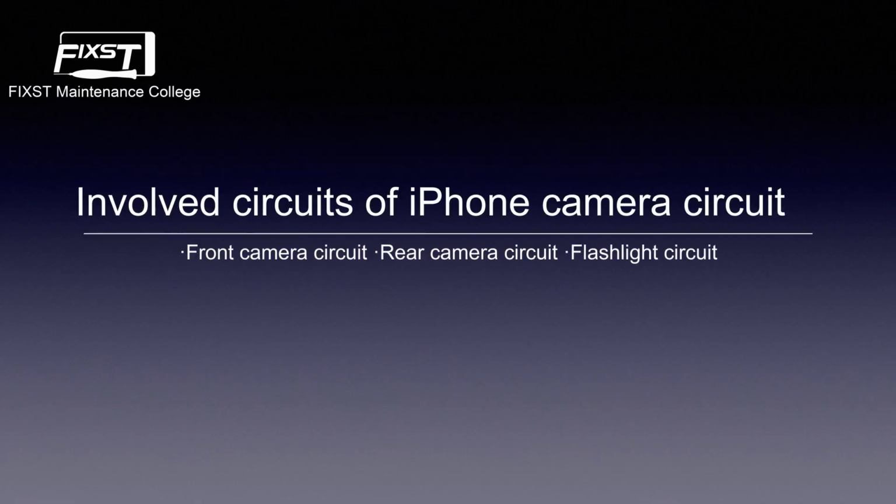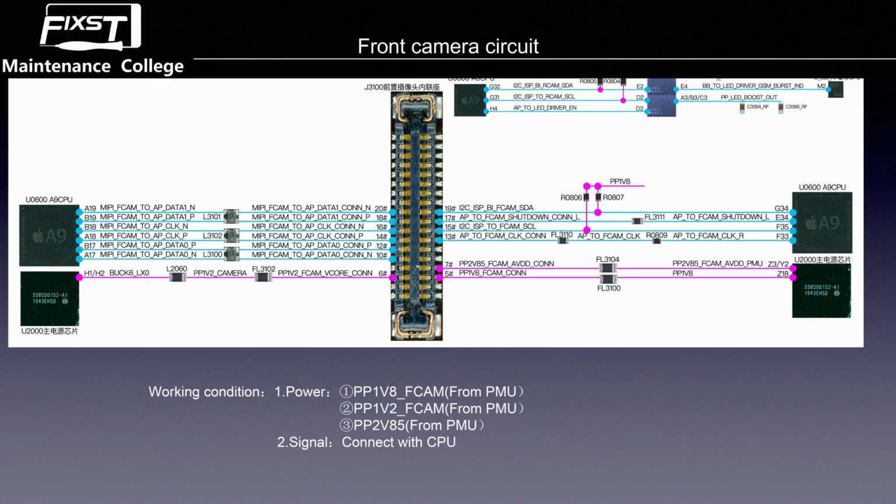For example, the iPhone 6s has the front camera and the back camera, these two cameras. And the camera circuit includes the flashlight circuit, because the flashlight circuit may also cause the camera to have some problem. Okay, now we teach you guys circuit by circuit. First we're talking about the front camera.